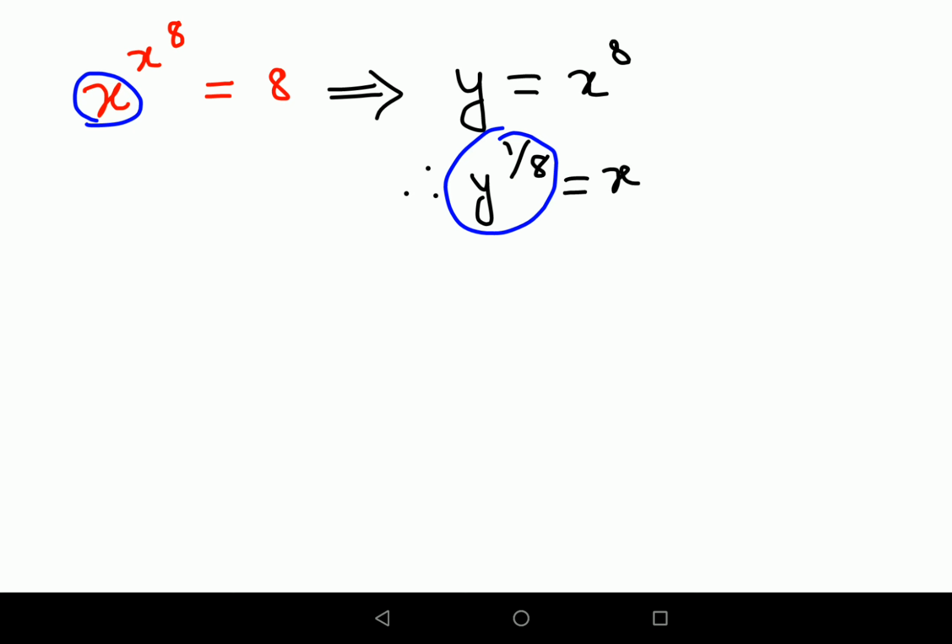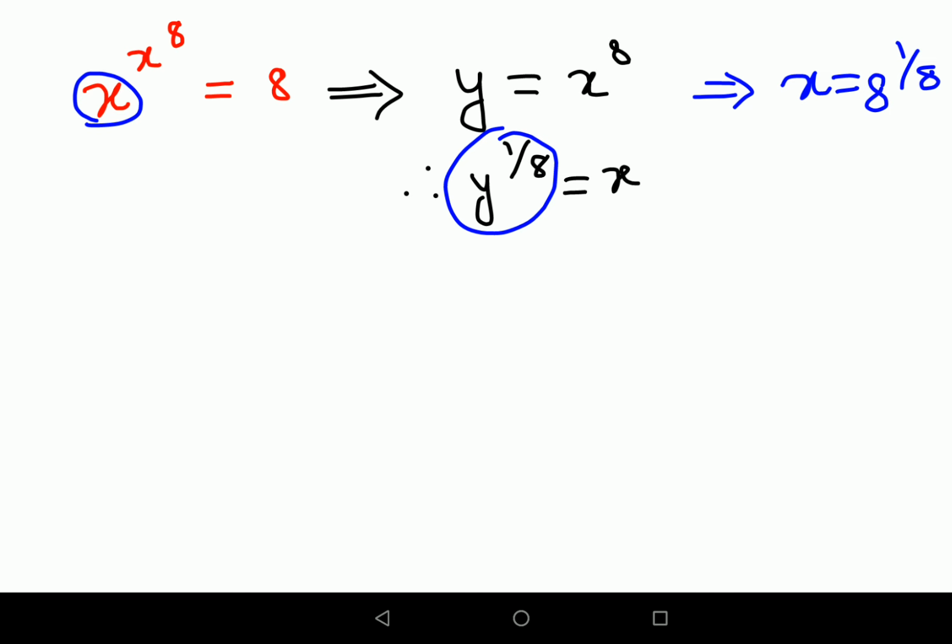If you have already figured out the answer, x equals 8 raised to 1 upon 8, then bingo, you can definitely skip this video. But if you have not, then let me explain this.